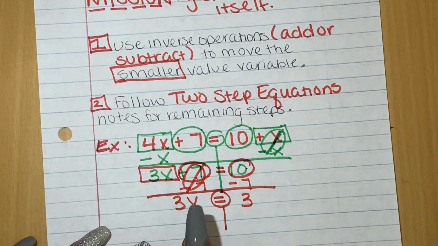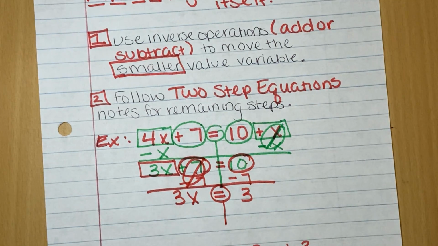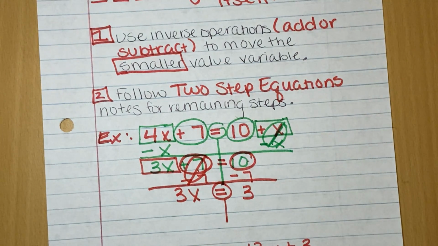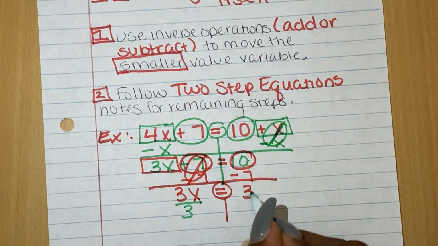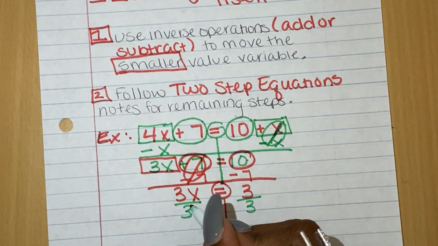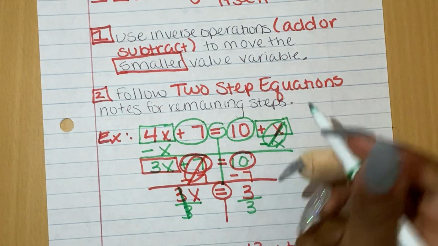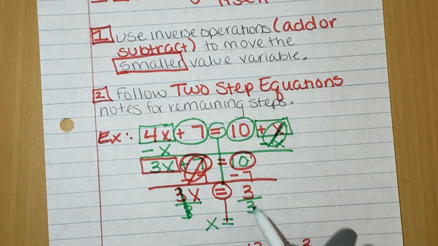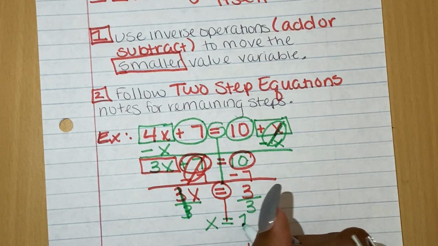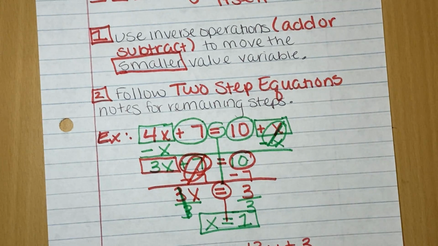Now I need to completely isolate that variable. This 3 and the x are being multiplied together. That 3 is the coefficient of the x. To get rid of it, I need to divide by 3. What you do on one side, you must do to the other. 3x over 3. These 3's cancel out. They become 1. I'm left with x on that side. Bring down your equal sign. 3 divided by 3 is 1. So x would equal 1.